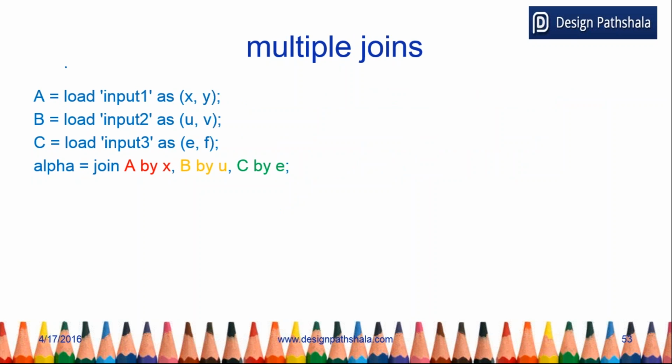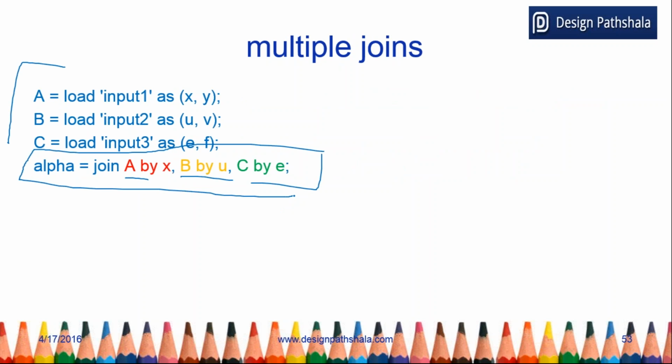If I have to join more than two data sets, so join A by X, B by U, C by E. So it will join these three data sets based on these columns.